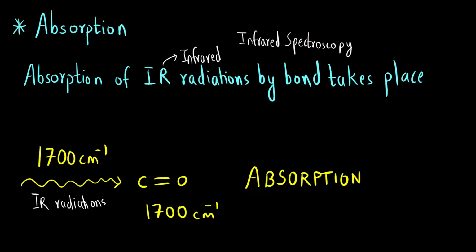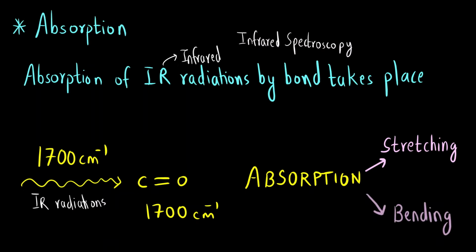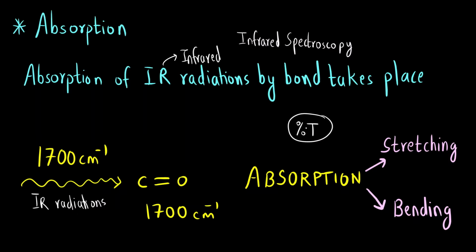Absorption will take place. The bond will absorb IR radiation, and due to which what will happen? Either the bond will stretch, that is stretching mode of vibration, or the bond will bend, that is bending mode of vibration. And in the IR spectrum you will see a physical quantity called percentage T, which gives us the percentage transmittance. Now what is this percentage transmittance? We will see in a moment. So the basic principle here is absorption. So the peaks that we see are for absorption of the IR radiations.